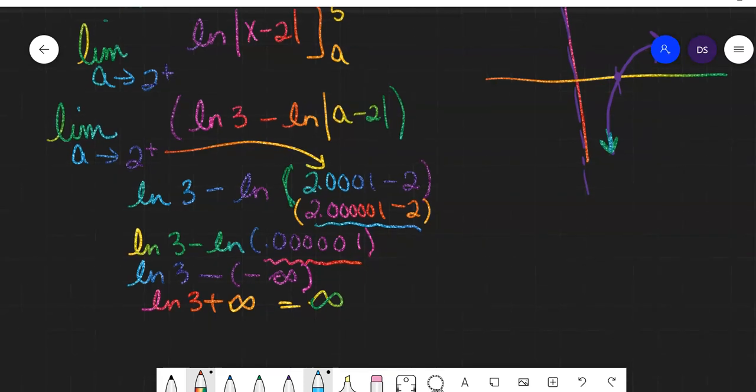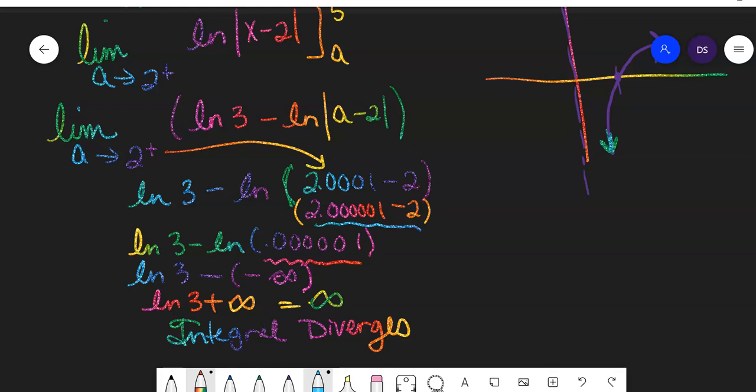Now, since infinity is not a finite answer, even though we get the answer of infinity, we would say that this integral diverges, because it's not a finite answer. So we get the answer of infinity, but the integral itself would diverge.